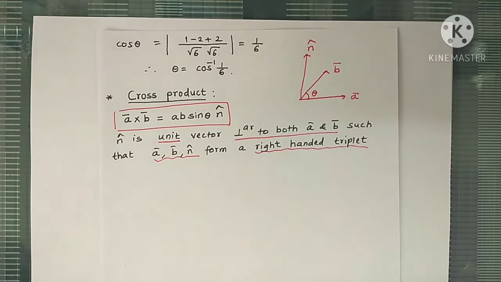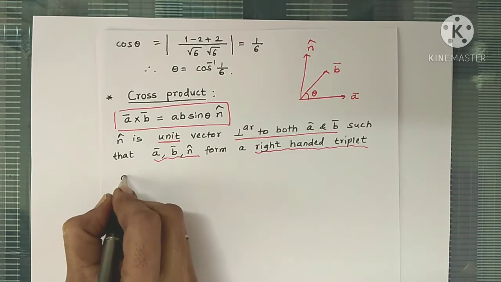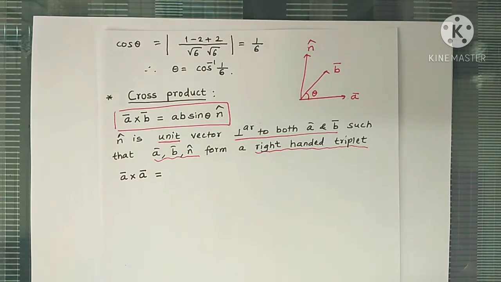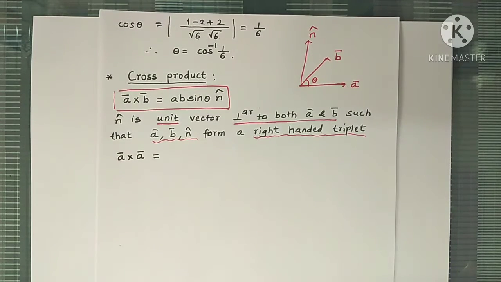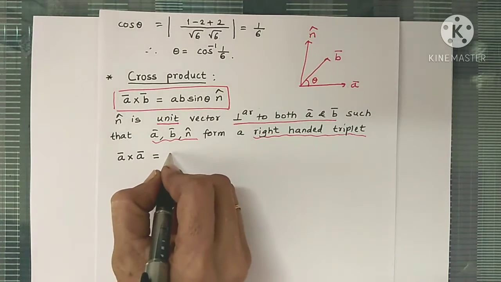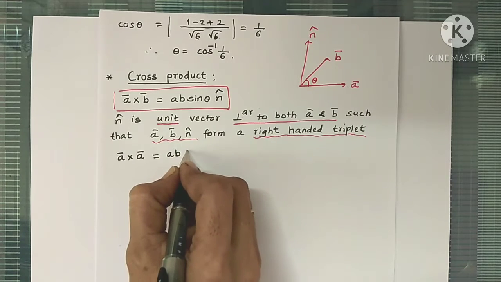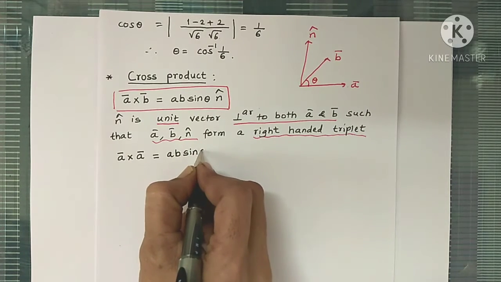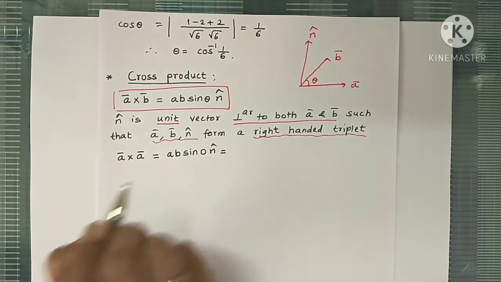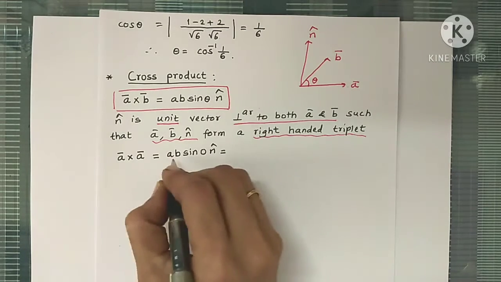So first of all, let's see what A bar cross A bar is. If I take the same vector and write the cross product, then what happens? For dot product, we know that A bar dot A bar is A square. So what happens in case of cross product? The angle between A bar and A bar is 0, so theta is 0 here. So we get sine 0 into n cap. But sine 0 is 0.